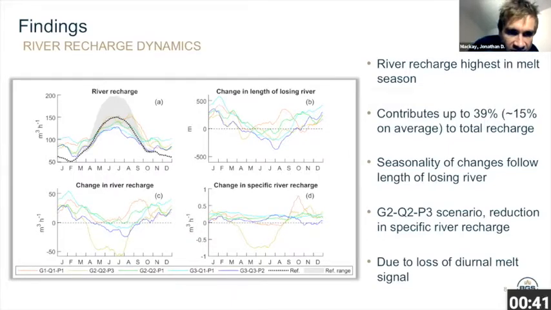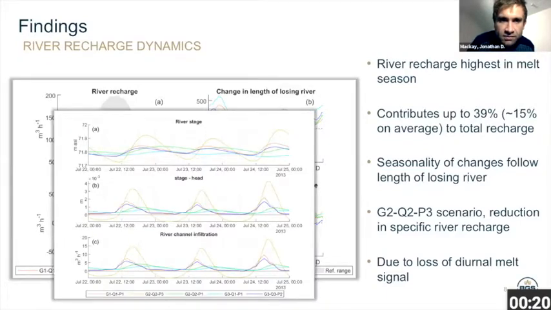But there's one anomaly here, which is that yellow scenario. If you look at figure C, you can see that yellow line has a massive reduction in river recharge in the summer months, and that's not because of a big reduction in length of losing river. So it's nothing to do with the groundwater. There's actually something going on with the recharge mechanisms here. You can go on to the next slide, please.